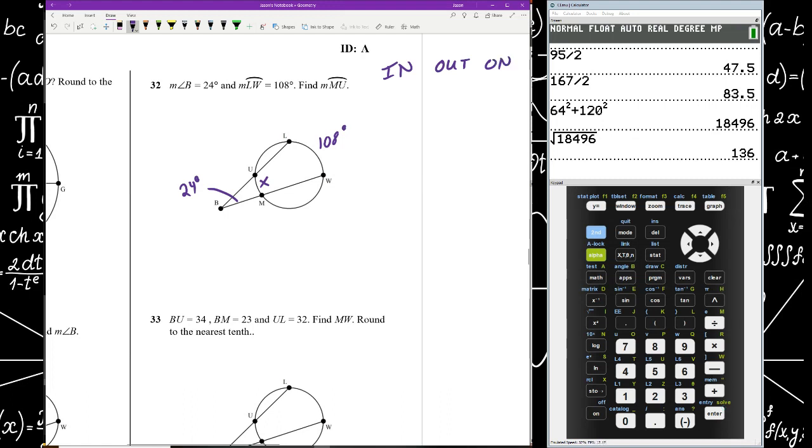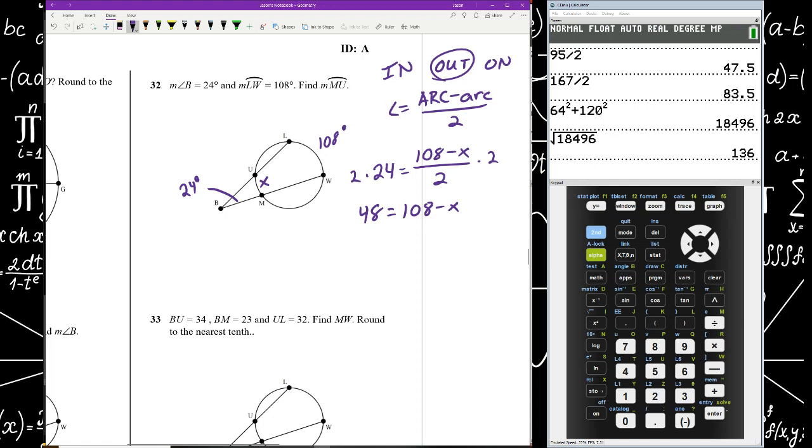So the rule for out is the angle equals the big arc minus the little arc, divided by 2. So our angle is 24. Our big arc is 108. Our little arc is X, all divided by 2. To solve for X, we have to multiply by 2, so times 2 on both sides. 48 equals 108 minus X.